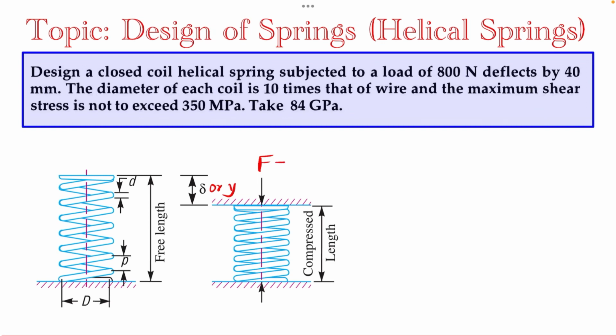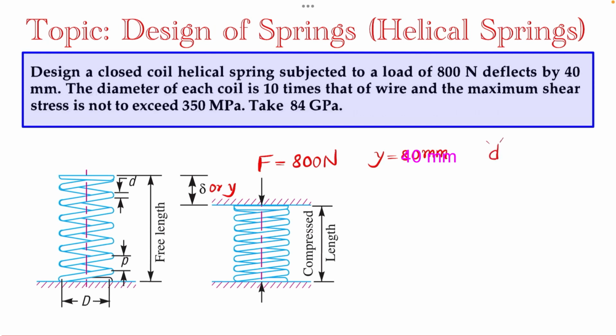Here a helical spring is subjected to a load of 800 Newton. So we have the value of the force F acting on the helical spring, which is F equal to 800 Newton, and under this load it deflects by 40 mm. That means the deflection y is also given, and the diameter of each coil is 10 times that of the wire.